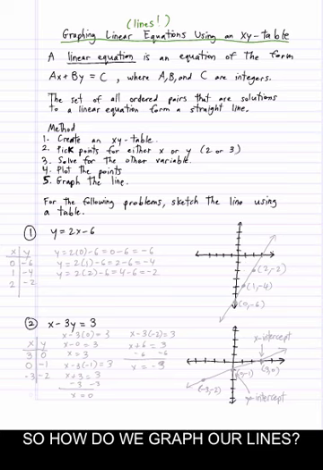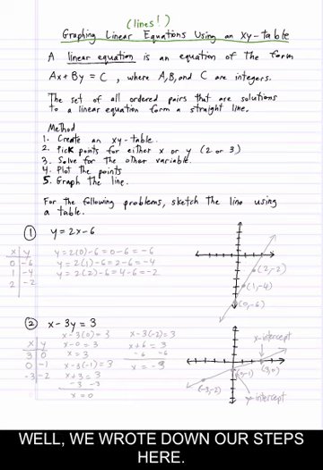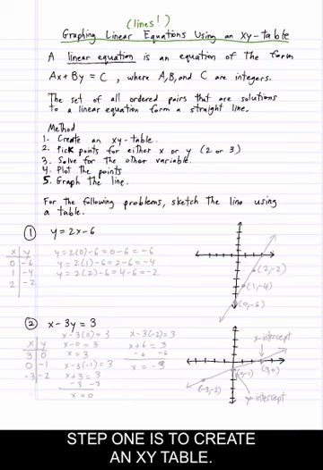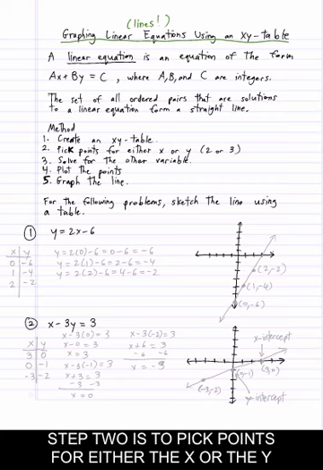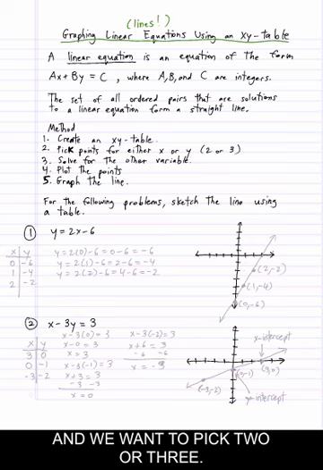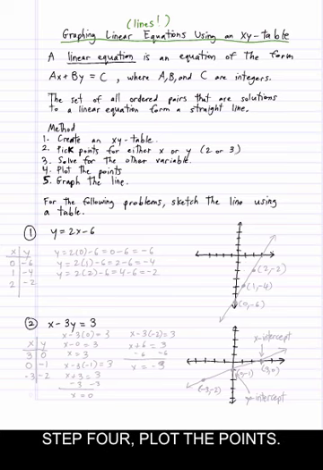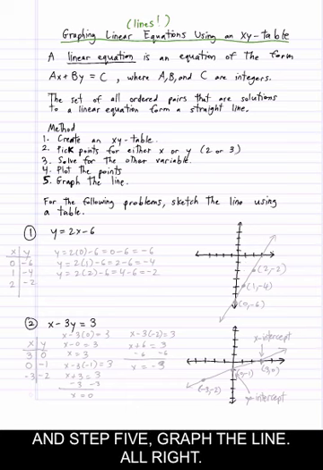So how do we graph our lines? Well, we wrote down our steps here, so let's go ahead and read them. Step 1 is to create an XY table. Step 2 is to pick points for either the x or the y, and we want to pick 2 or 3. Step 3, solve for the other variable. Step 4, plot the points. And step 5, graph the line.